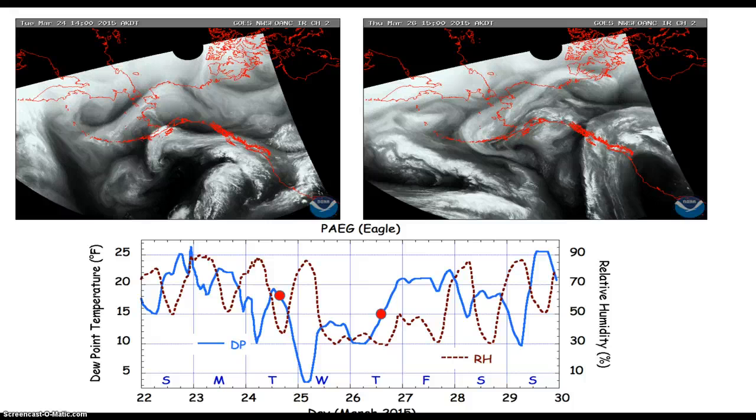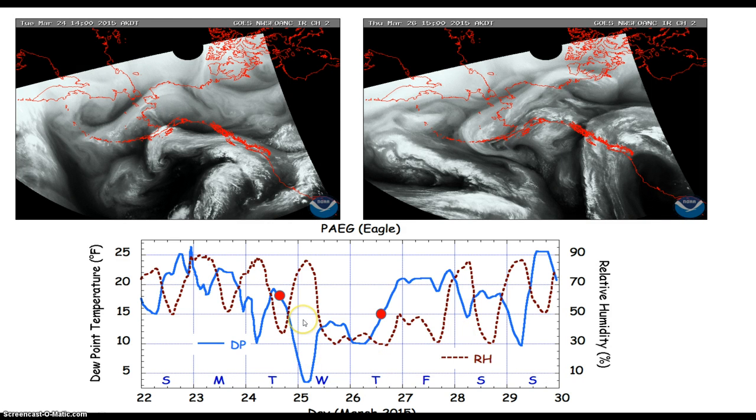Question 4. Are the satellite measurements of humidity consistent with the station measurements? Do days with station measurements of higher humidity correlate with brighter shades on the corresponding satellite images? Yes. The 24th at 2 p.m. has marginally higher dew point than March 26th at 3 p.m. On the weather maps, it shows a little bit brighter on March 24th at 2 p.m. than it does on March 26th at 3 p.m.